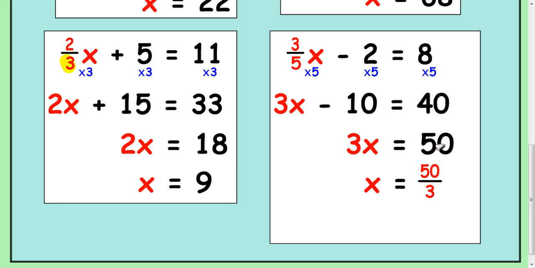3 doesn't go into 50 exactly. And then simplify that down, and that's going to be 3, 7s are 21, 3, that'll be 16 and 2/3. So 3 times 16 will give you 48, and then 2/3 left over.